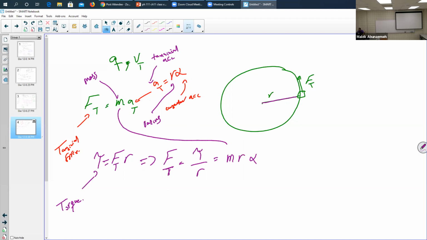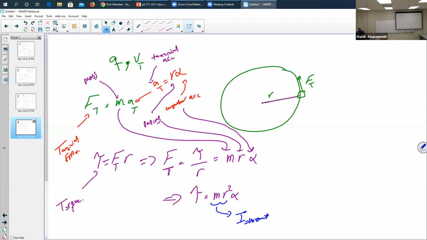And again, this is your mass over here, this is your radius, and alpha is your angular acceleration. So your torque really is going to equal mR squared alpha. Now your mR squared, that's what we define as your moment of inertia. Let me just write this down better.